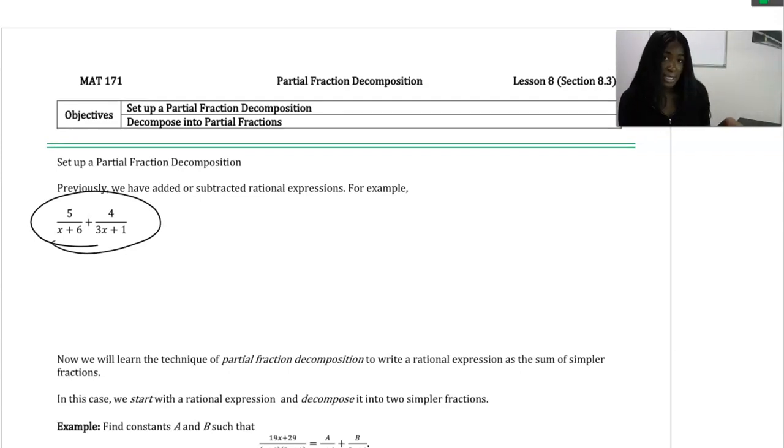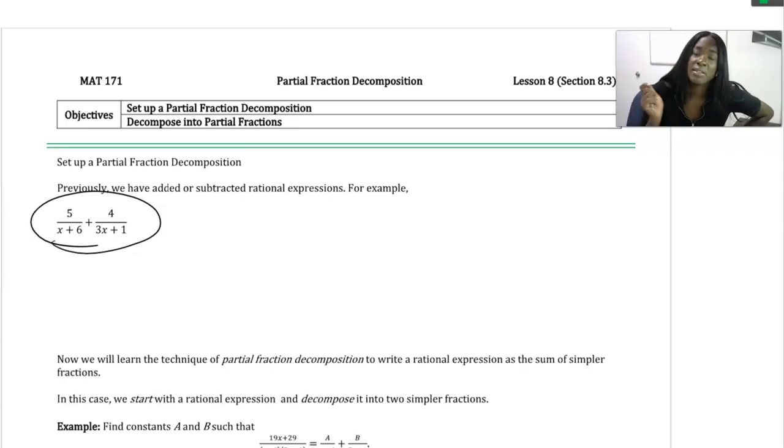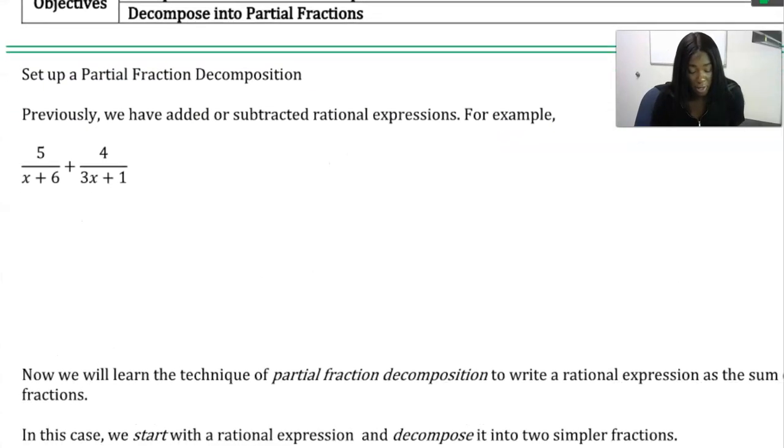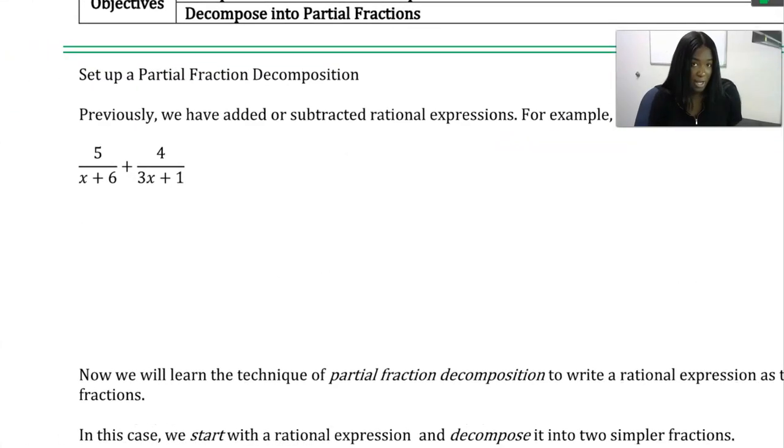So let's jump back into this example, which hopefully is a refresher because we did do problems like this back from lesson 4. If you need to pop back to lesson 4 to refresh your memory, please do that. So in order to add fractions, we need to have a common denominator. Our common denominator will be the product of these two denominators. So I'm first just going to set this up.